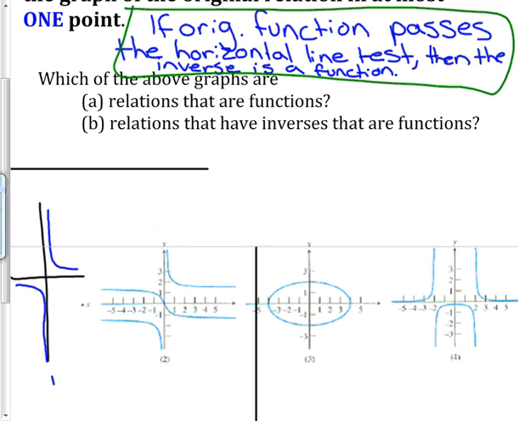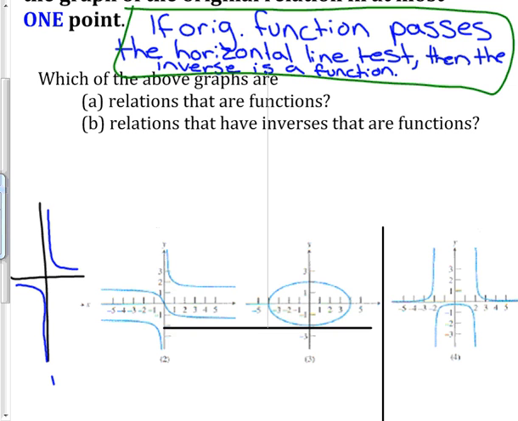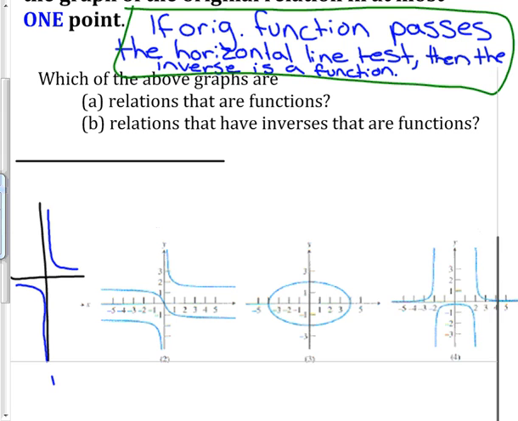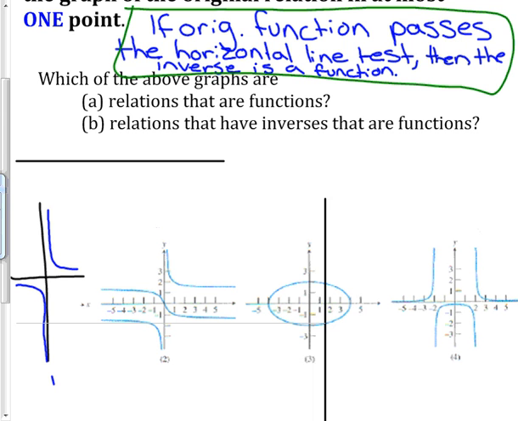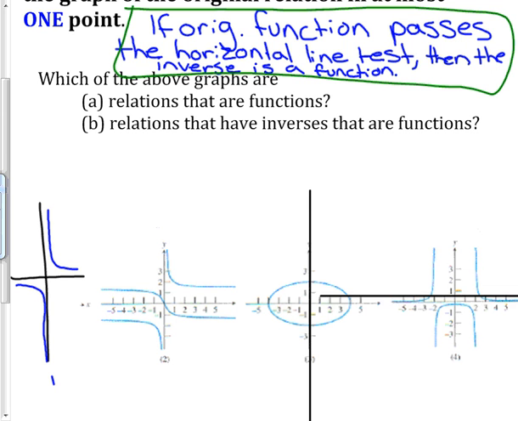All right, how about this guy? Function or not? Not a function. Would its inverse be a function? Nope. Function or not? Yep. Would its inverse be a function? Nope. Okay. Now, one last thought on this.